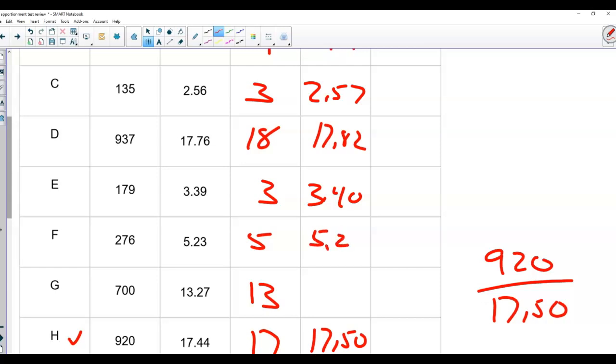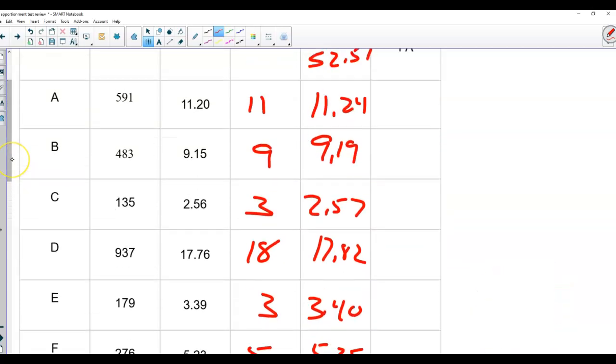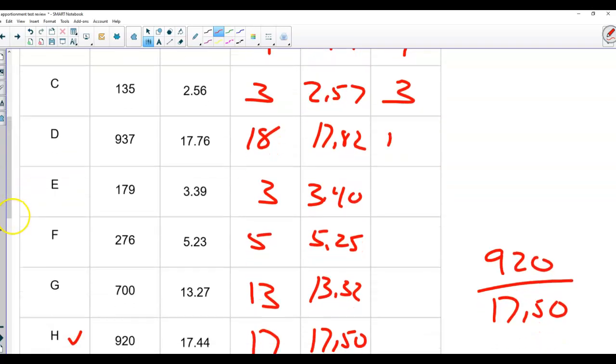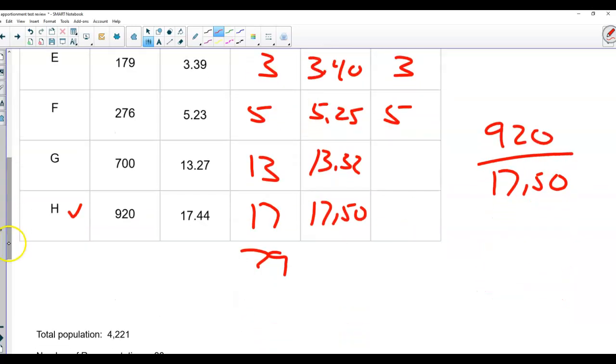3.40. 5.25. And 13.32. And when you round those normally, 11, 9, 3, 18, 3, and 5, 13, and the 1 increase right here goes to 18, and we're at 80. And that's our answer. Are there any questions?